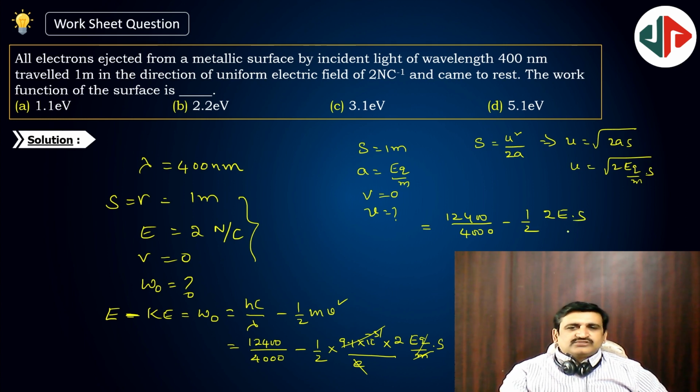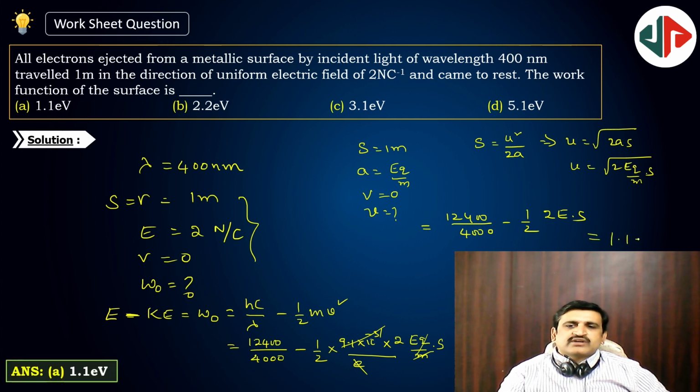So 2 will go, E S, 2 into 1, 2 only. So this is 2 only, this is 4, roughly 1 will come. So option 1, 1.1 eV. Yes, that is equal to 1.1 electron volt. Done. Next, changing.